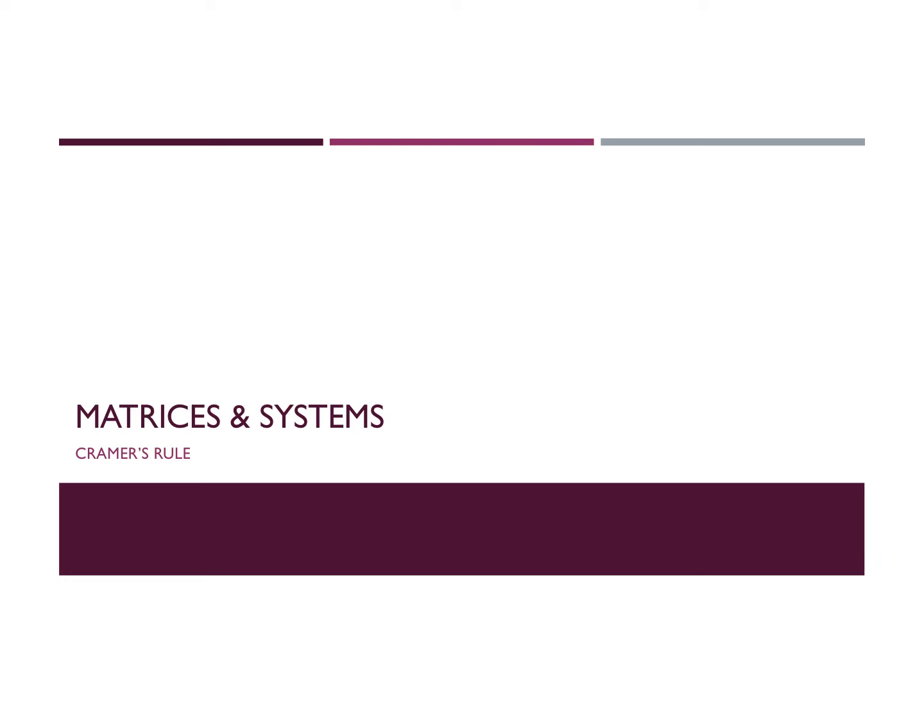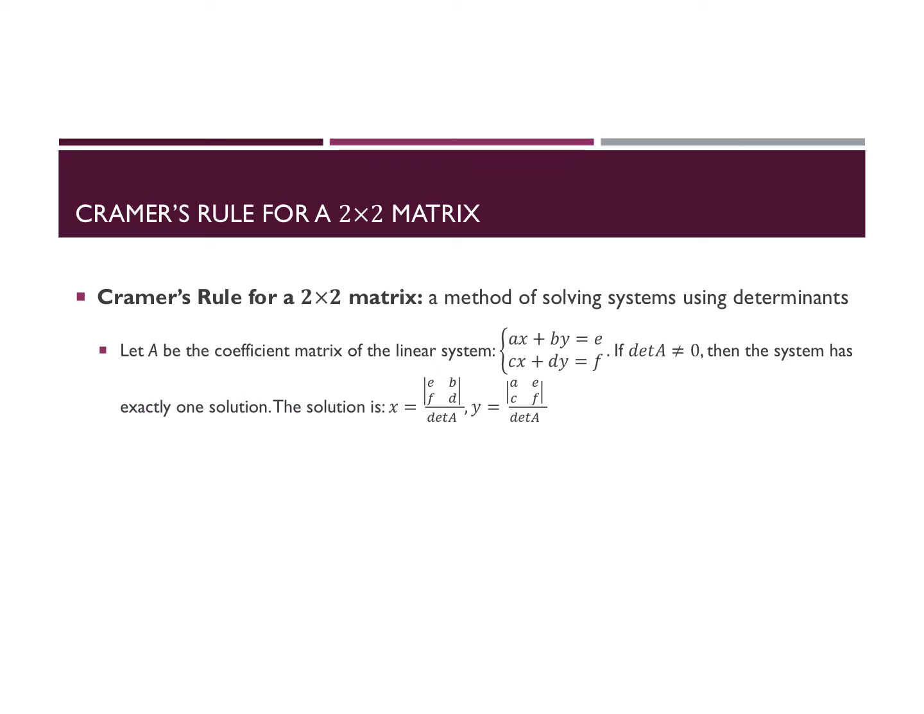Today we will learn our final way to solve systems, which uses Cramer's rule. And here is our definition of Cramer's rule. It is just a method of solving systems using the determinant. So we're going to let A be the coefficient matrix of our linear system. If our determinant is not equal to 0, then our system has exactly one solution, and here's how we find it.